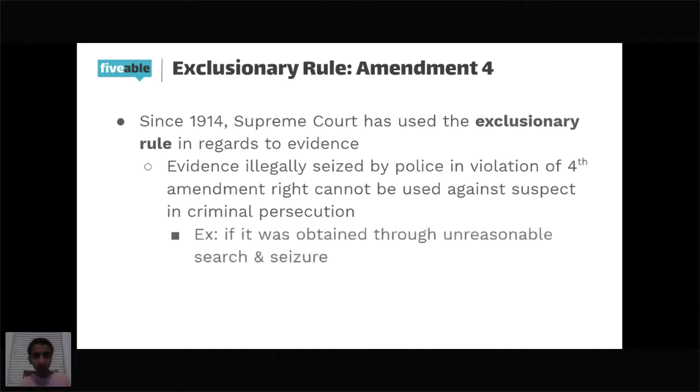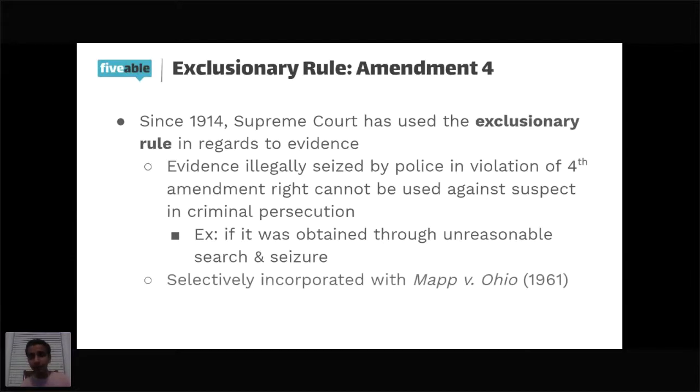And yeah, so this little phrase right here, evidence illegally seized by the police in violation of the Fourth Amendment right cannot be used against the suspect in criminal prosecution, is basically the literal definition of the exclusionary rule. So I would definitely make sure you are familiar with the exclusionary rule because that is important. The other thing is that it was selectively incorporated with Mapp versus Ohio.